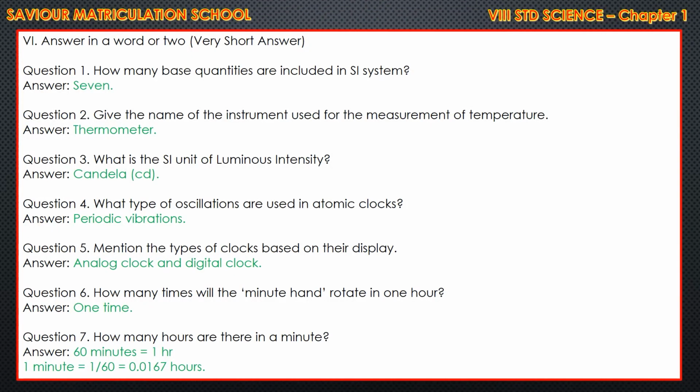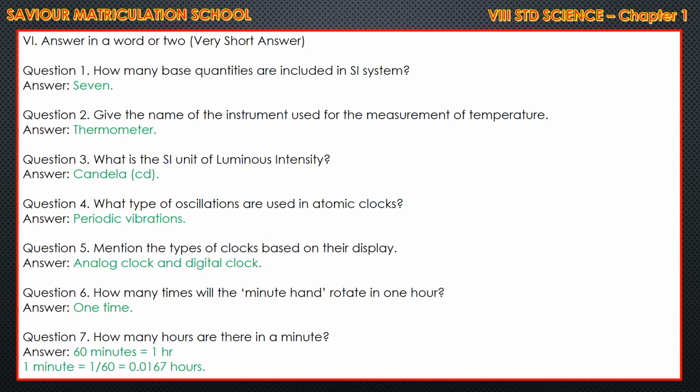Then we will go for questions and answers. Answer very briefly in the textbook. Roman number 6. How many base quantities are included in the SI system? You have to write only one word for the answers. So the first one is 7. Next one, give the name of the instrument used for measurement of temperature. That you know well, thermometer. Spellings, no need to worry, the spellings are given there.